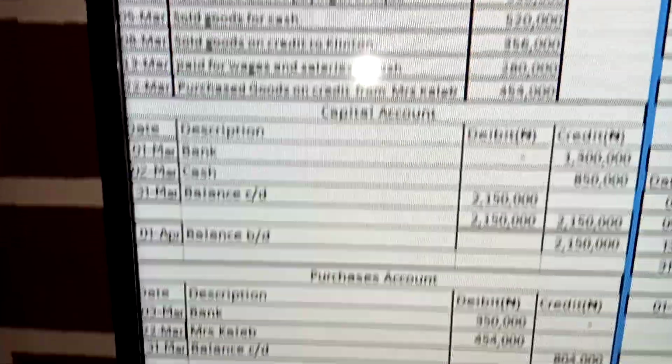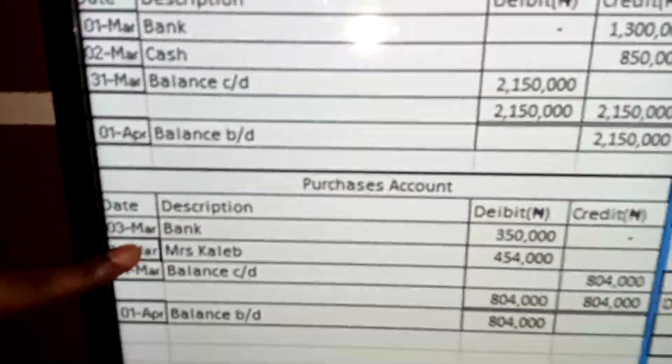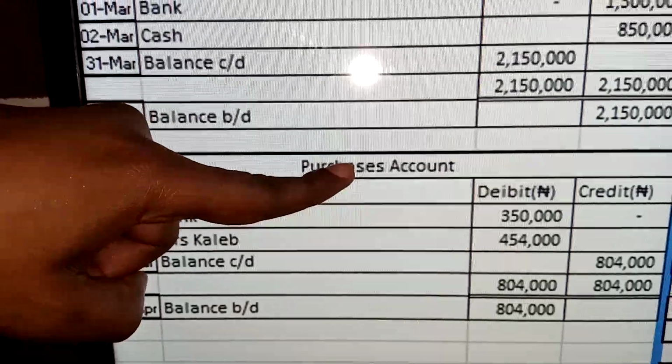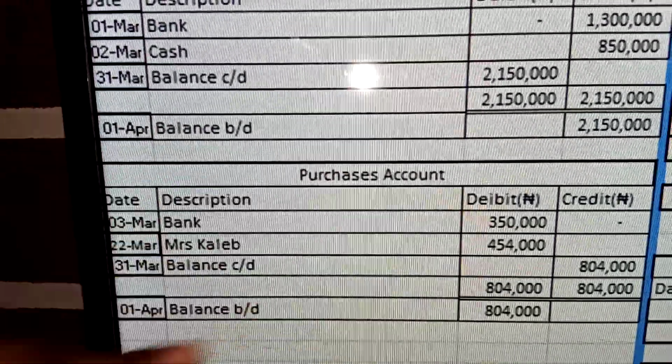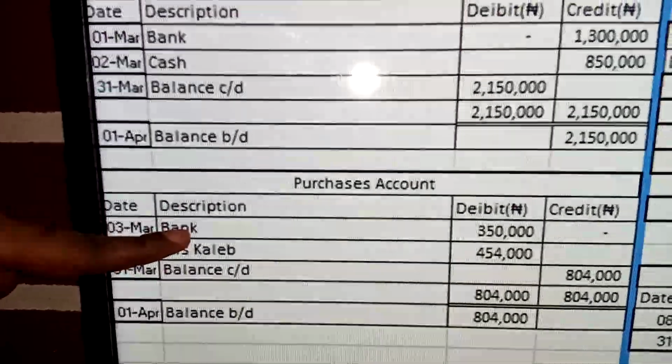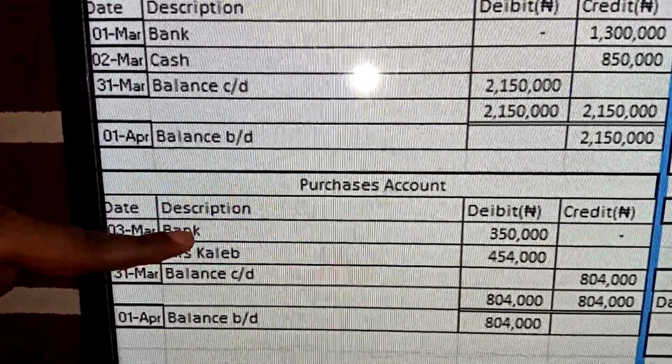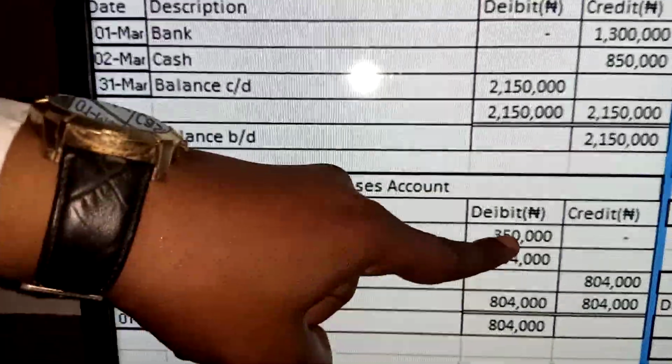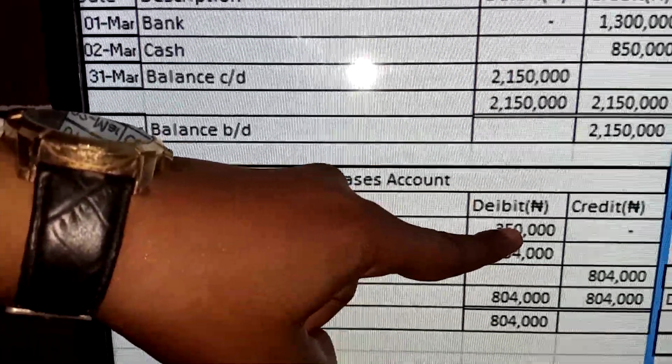So let's open purchases here. So we have purchases here. Here's the purchases account. We're debiting purchases. So we say 3rd March, bank. Remember, we bought by check. So we have purchases debited here, 350,000. That's the first entry.